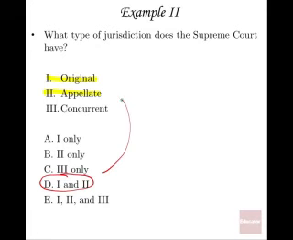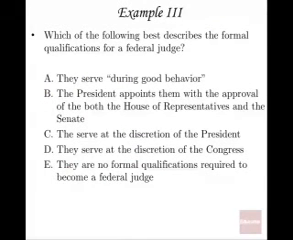Again, with the emphasis being on the appellate jurisdiction. So the vast majority, 99% of the cases, are going to be appellate jurisdiction. Example number 3. Which of the following best describes formal qualifications for a federal judge? Again, if you remember, there are no formal qualifications for a judge. So anything that says that you have to be a certain age, or have certain requirements, or live here, etc., they're not formal qualifications. It could be informal, but it's not formal qualifications.